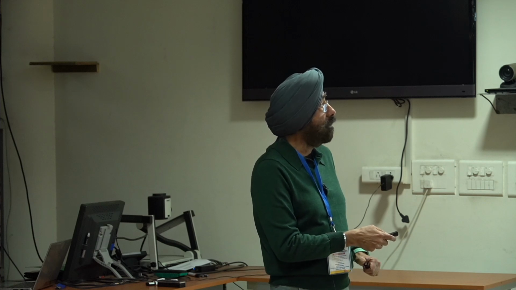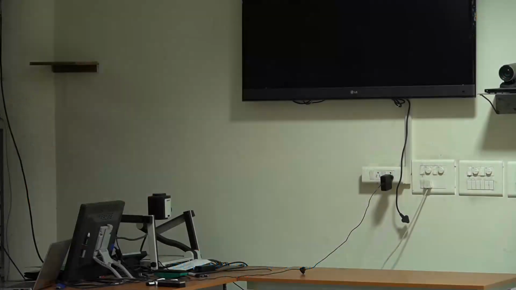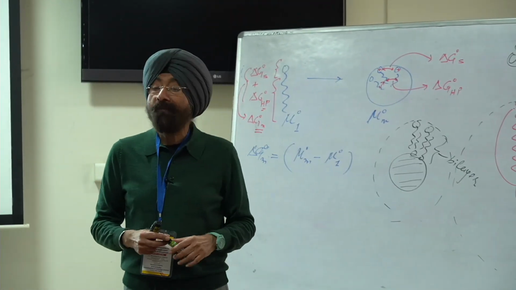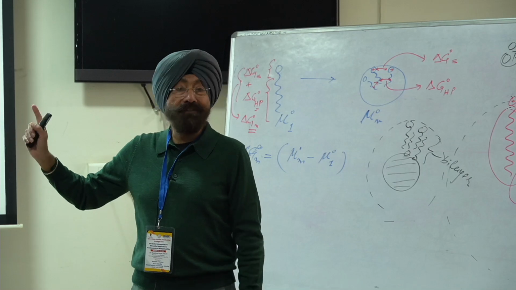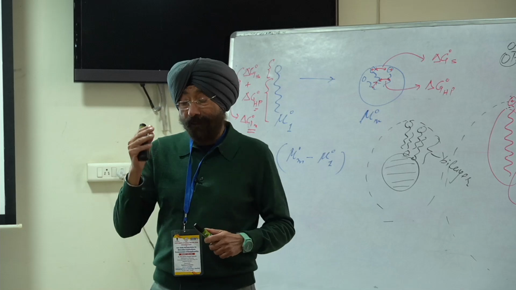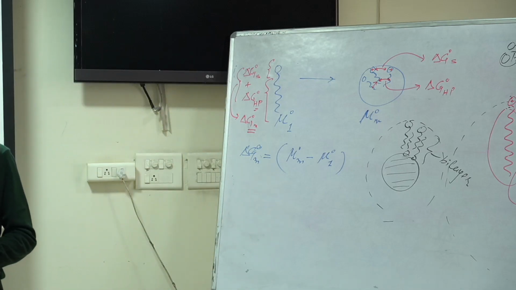And you have SPA, B, C, and D. SPA and SPD are predominantly hydrophilic surfactant proteins, and SPB and SPC are the hydrophobic surfactant proteins. So I am going to conclude over here. This is the first bioapplicability we have talked about, and you have seen the difference. This is bioapplicability without nano, but the main purpose is that we are slowly arriving at the bioapplicability of the nanoparticle.